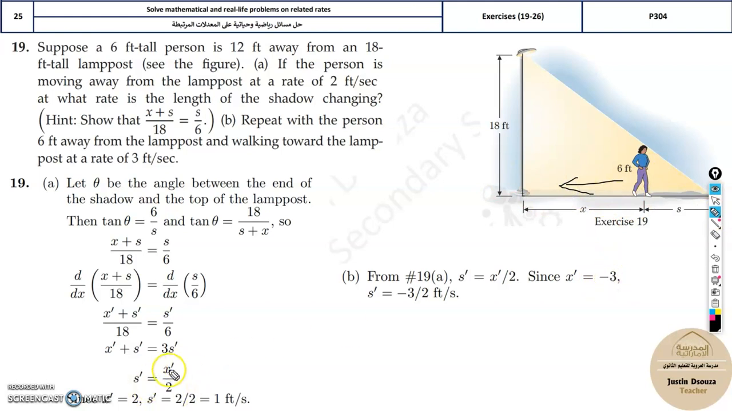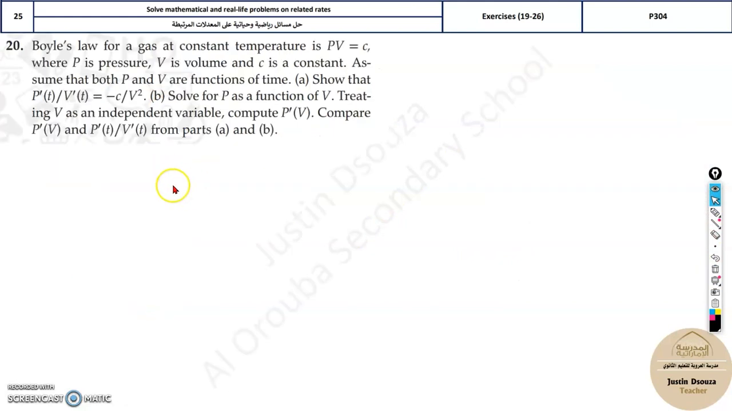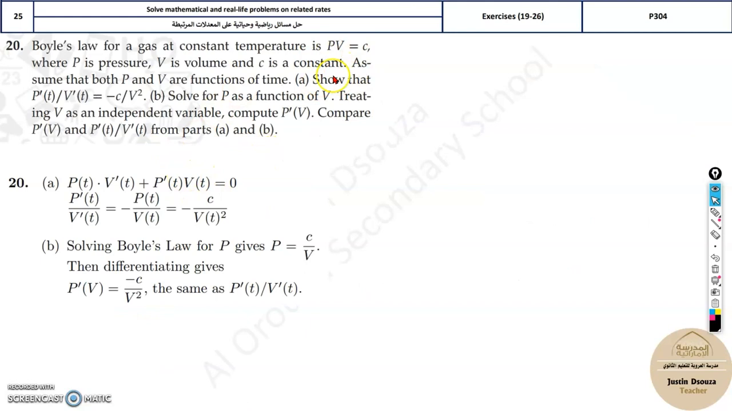Okay, so all you need to do is, x dash is how much over here? Minus 3, same like what we had seen in the first problem, but it'll be minus 3 by 2, or 1.5 feet per second, negative because this is in the opposite direction. So this direction matters. And over here we have about Boyle's law. This is again a simple one. I'll just tell you briefly.